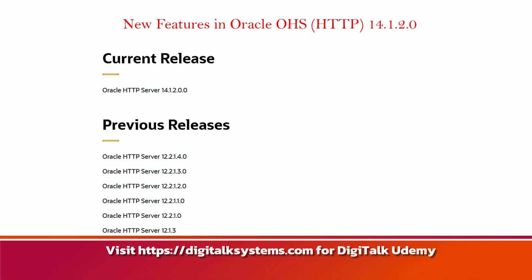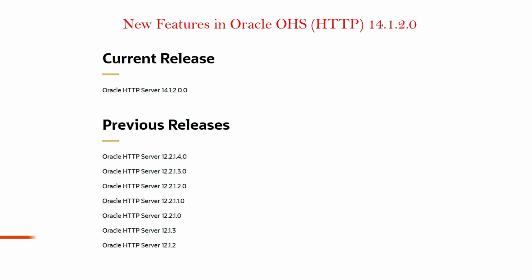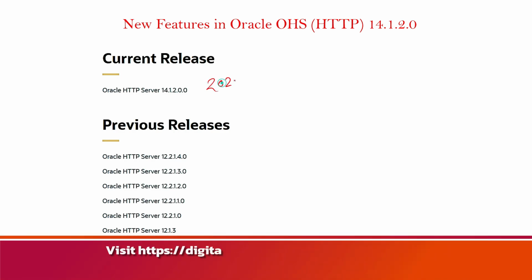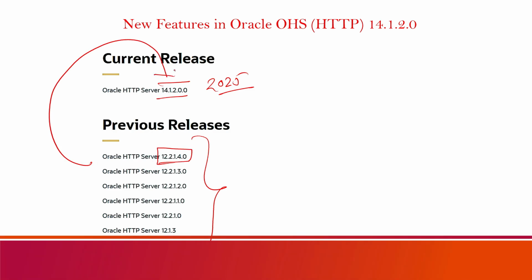So now we have the Oracle OHS HTTP server 14.1.2.0 release in the market, released some time back from Oracle, which is the web server from Oracle. The current version in 2025 is 14.1.2.0, which is the latest version, and these are the previous versions. The latest previous version was 12.2.1.4, and after that we are now on 14.1.2.0.